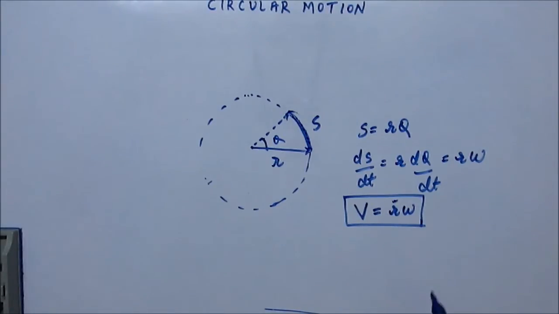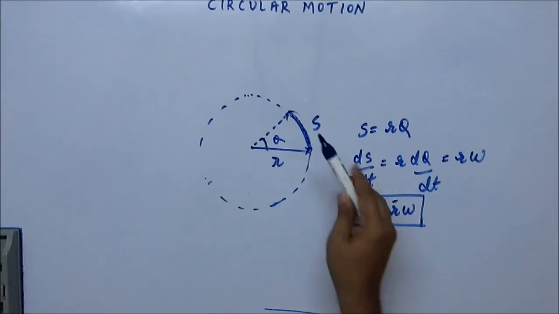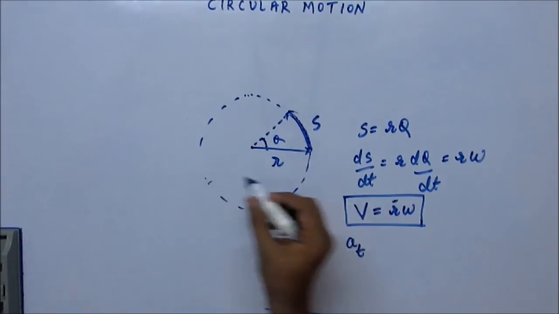Now, if we again differentiate it, then dv by dt is going to give you the acceleration, right? No problem with this. dv by dt is acceleration, and I'm calling it a_t, meaning this is a tangential acceleration, meaning the acceleration with which the velocity is increasing along the circumference.